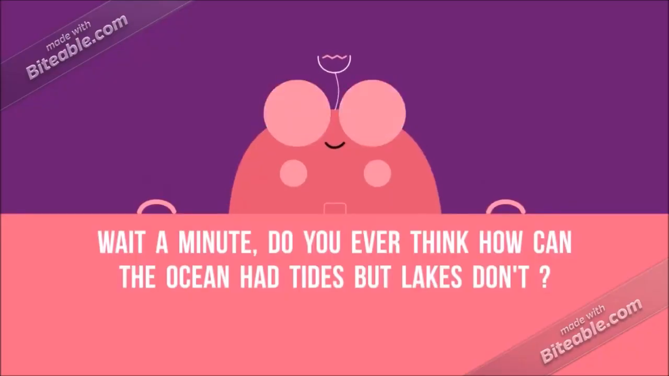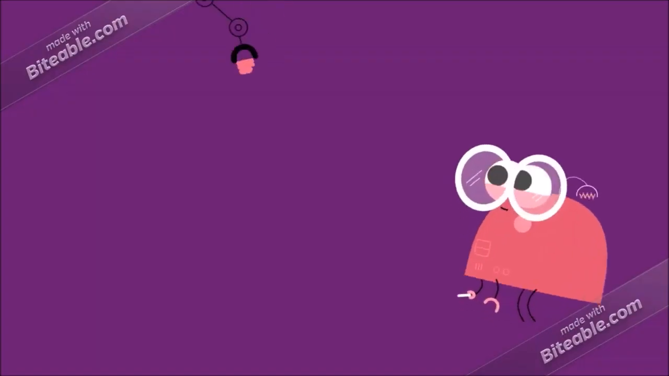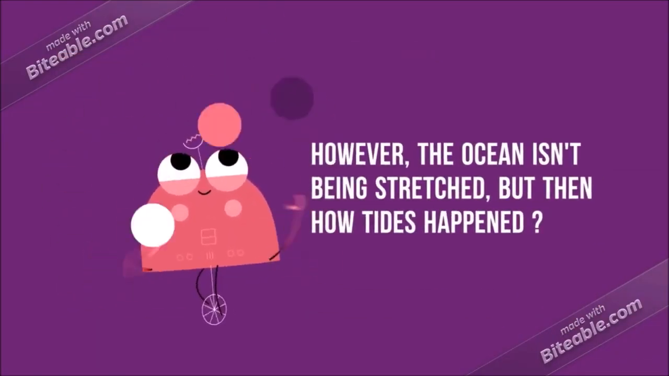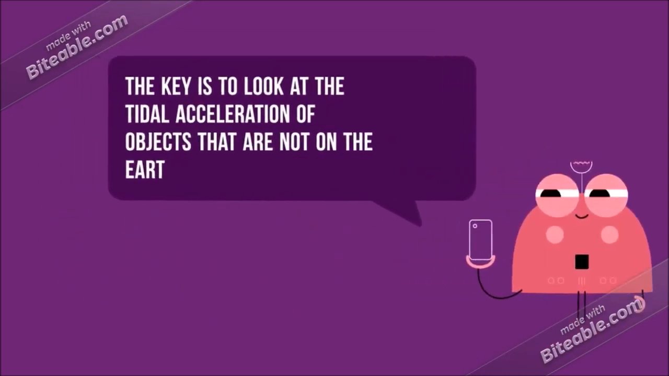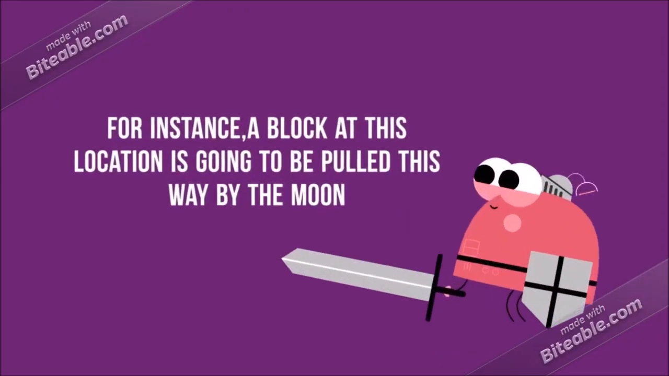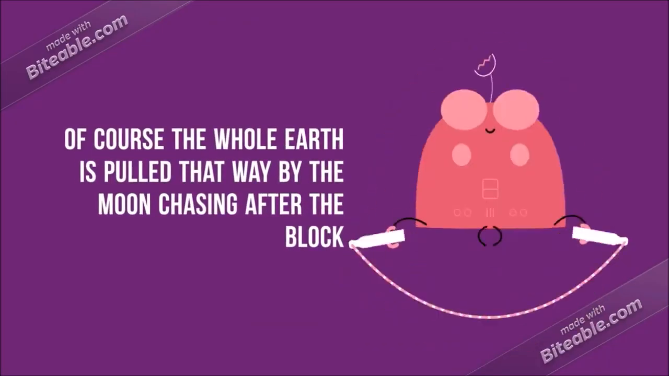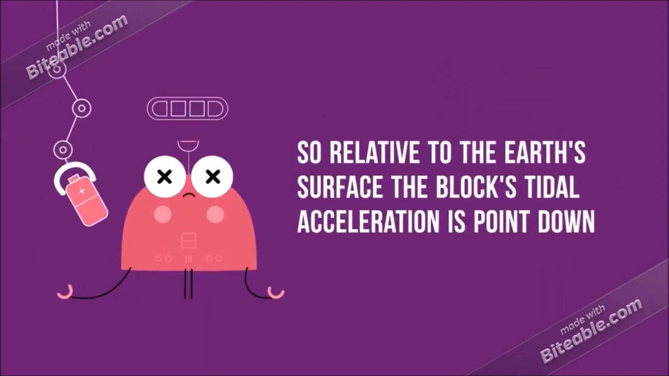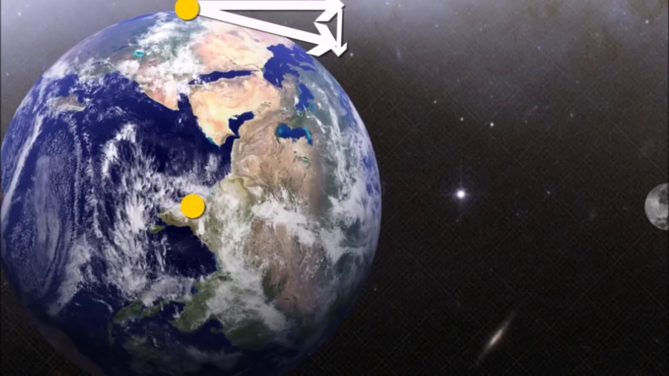Wait a minute, how can the ocean have tides but lakes, bathtubs and coffee don't? Nevertheless, those bulges in the ocean are real. The ocean isn't being stretched, but then how do tides happen? The key is to look at the tidal acceleration of objects that are not on the Earth-moon line. For instance, a block at this location is going to be pulled this way by the moon. Of course, the whole Earth is also pulled toward the moon, chasing after the block. Relative to the Earth's surface, the block's tidal acceleration is almost radially inward, in other words, down.